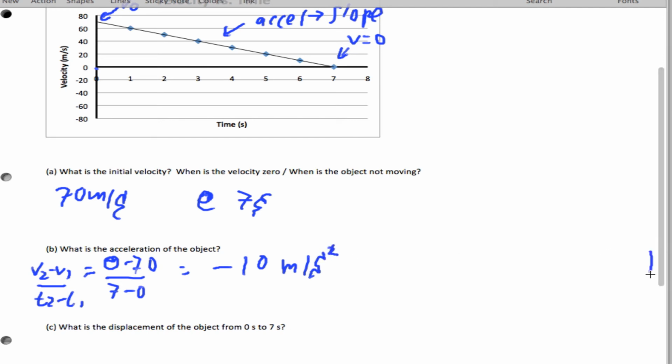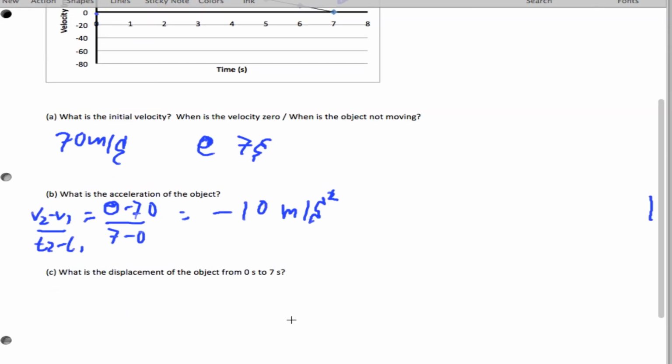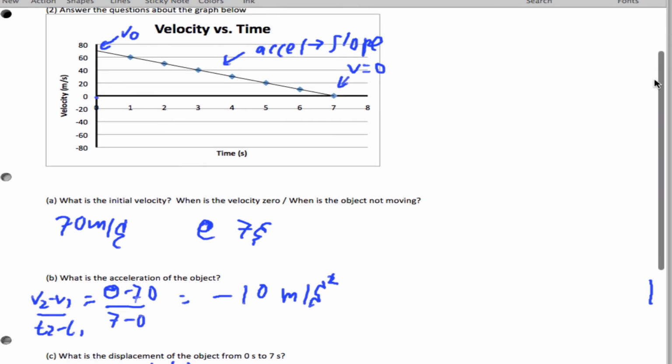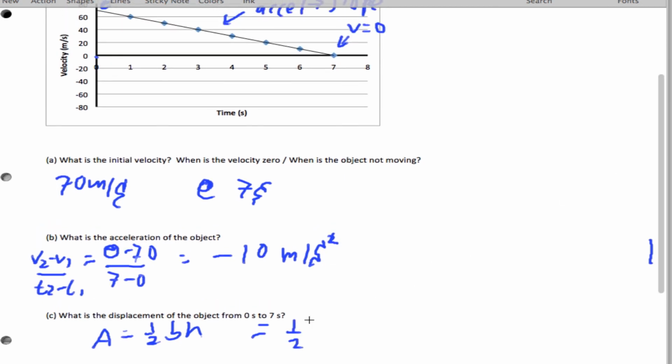Now, what is the displacement of the object from 0 to 7 seconds? So from the previous problem, we get the displacement as the area under the curve. And just to kind of highlight it here, so here's the curve. It's a triangle. And that means the area is 1/2 base times height. And that's going to be 1/2 times the base, which is 7, times the height, which is 70. And that is going to give us 245 meters of displacement.